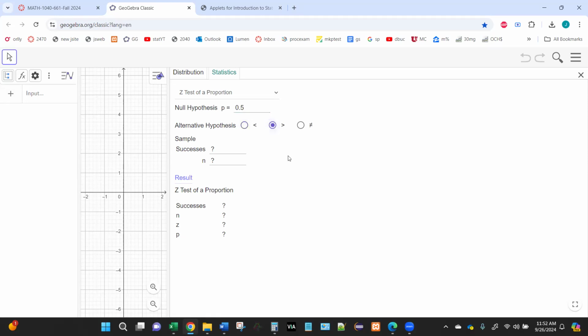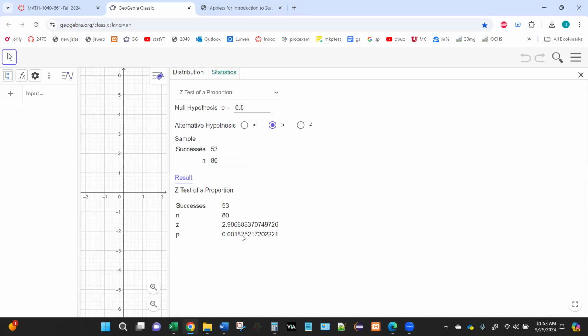And the alternative is that we have something greater than 0.5. Now we put in the number of successes. There were 53 out of 80, and boom, it does everything for us. Look at that. We have our z-score of 2.91. We have our p-value of 0.0018. It's all very easy using the software.